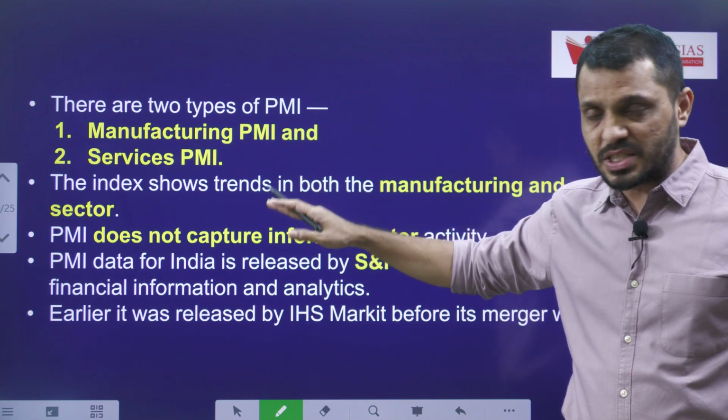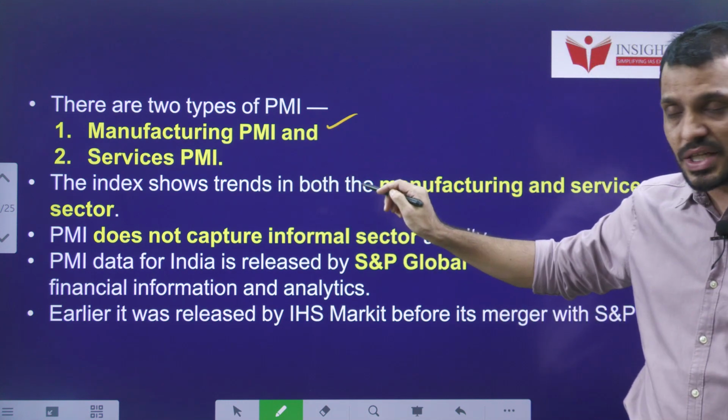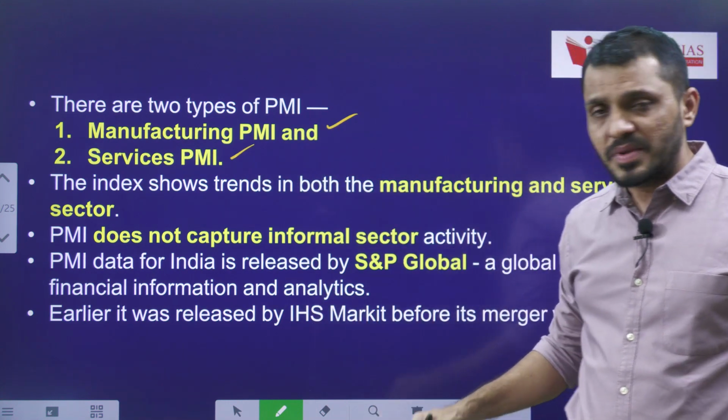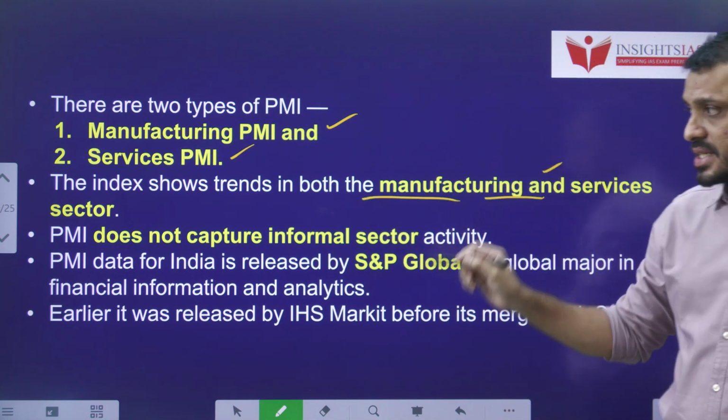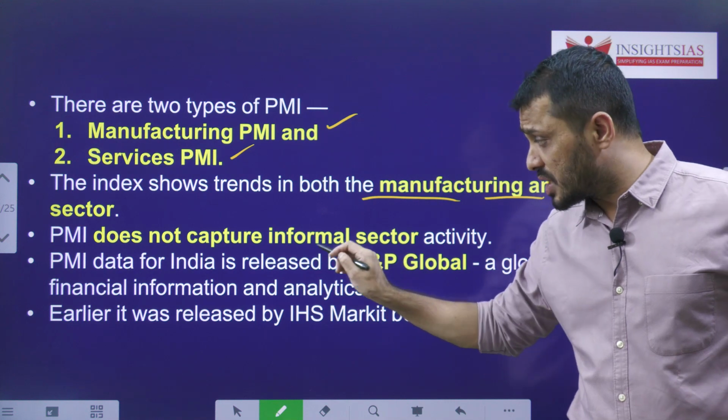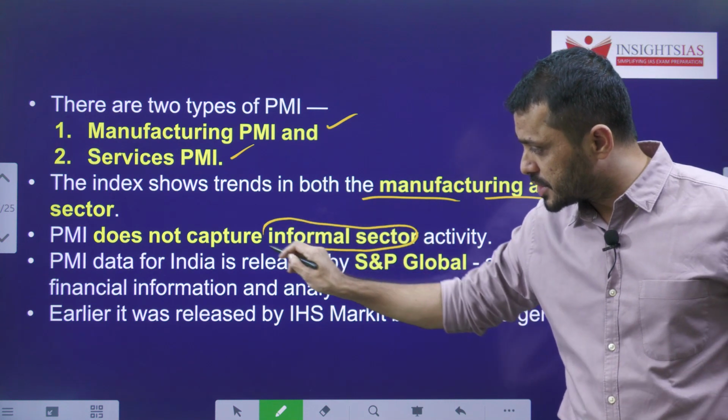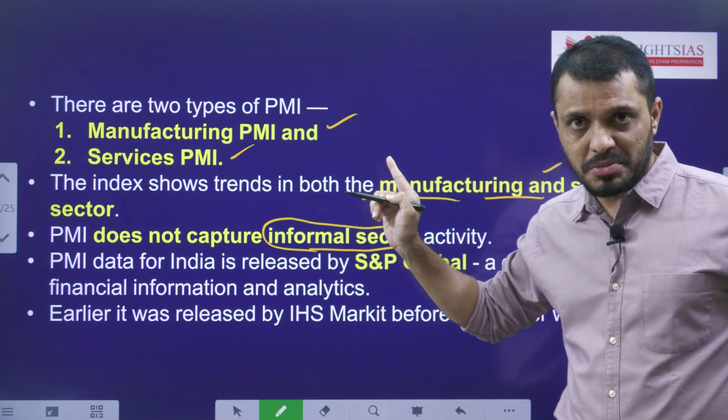There are 2 types of Purchasing Managers Index. One is manufacturing, the other one is services. This index shows the trend in both manufacturing as well as services. It does not capture the informal sector, very, very important. It confines itself only to the formal sector.